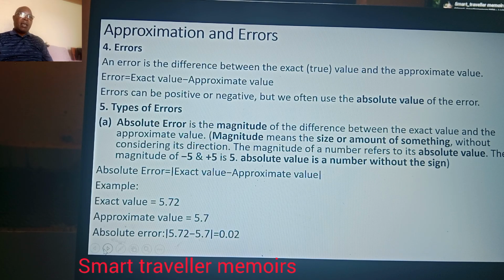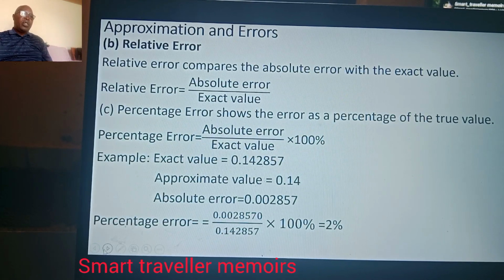B. Absolute error is equal to exact value minus approximate value. Example. Exact value is 5.72 and approximate value is 5.7. So the absolute error will be the difference, which is 5.72 minus 5.7, which is equal to 0.02.